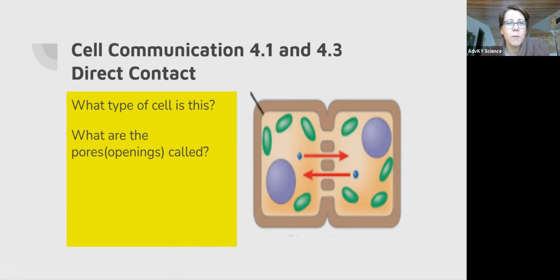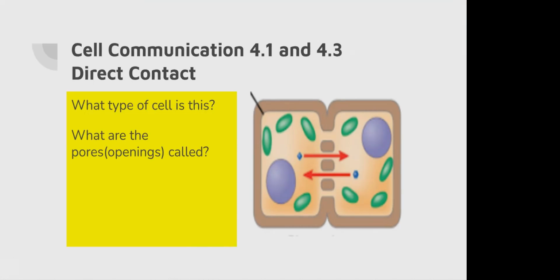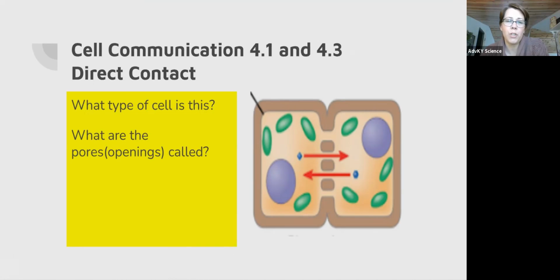Anyway, so cell communication, there are three ways that cells can communicate. The first way is through direct contact. So two cells would be directly touching one another to share that information. And I'm going to try to skip through some of these questions so we can get to some that I feel are a little bit more important.